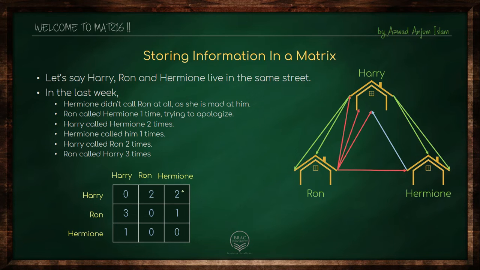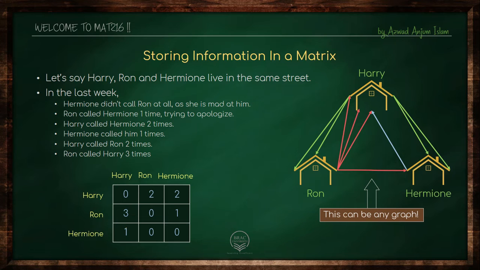He also called Hermione 2 times. There is a 2 here. Ron called Harry thrice, did not call himself, called Hermione once. Hermione called Harry once, did not call Ron, did not call herself either. So, see, we can store who called whom, and how many times, with just 9 numbers. And for those who have already taken the data structures or 221 algorithm course, you already know that this is how we store a graph in a computer. This is called the adjacency matrix.